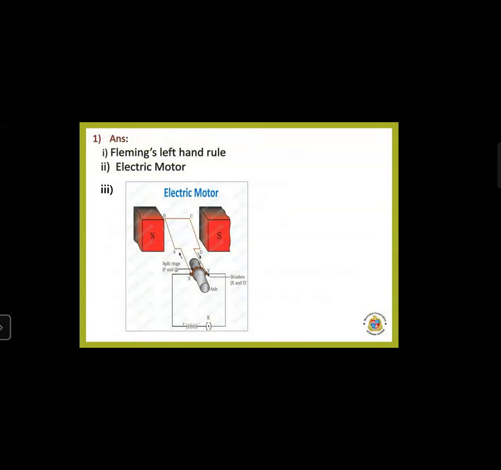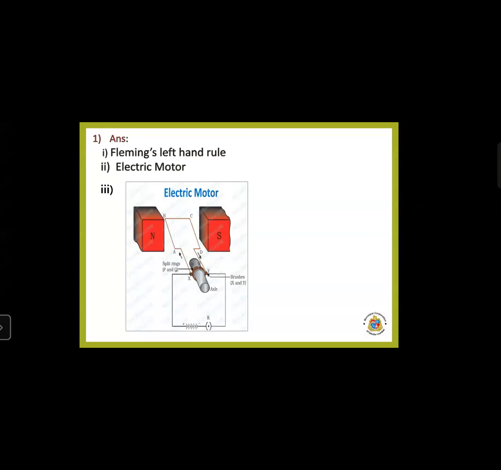Now we know the Fleming's left hand rule. When you stretch your left hand fingers, your thumb, forefinger and middle finger are all perpendicular to each other. The thumb shows the force, the middle finger shows the direction of current, and the forefinger shows the magnetic field. So all these are perpendicular to each other. Okay. So Fleming's left hand rule.